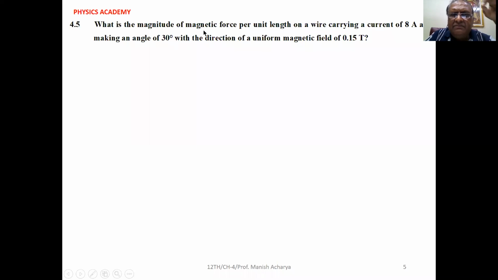4.5. What is the magnitude of magnetic force per unit length on a wire carrying current 8 ampere and making an angle of 30° with the direction of the uniform magnetic field of 0.15 Tesla? Now, the current through the wire is 8 ampere, it is placed at angle 30° with respect to the direction of the magnetic field, and the magnetic field is 0.15 Tesla.